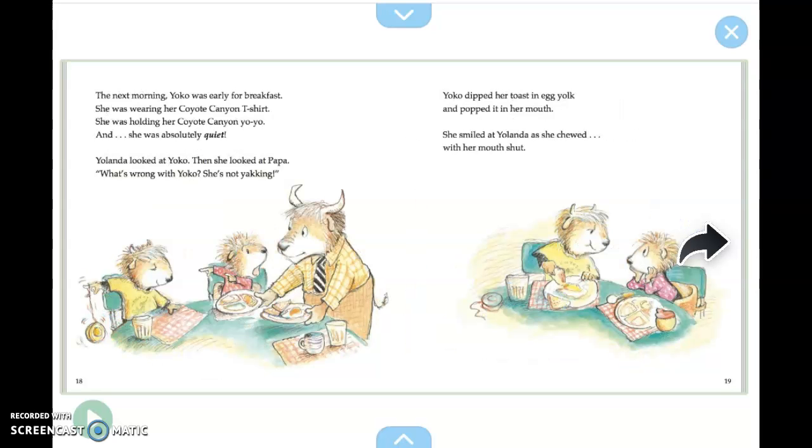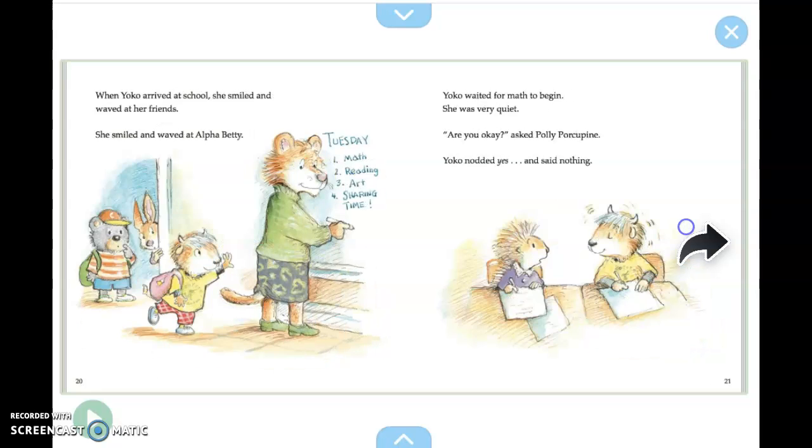The next morning, Yoko was early for breakfast. She was wearing her Coyote Canyon t-shirt. She was holding her Coyote Canyon yo-yo, and she was absolutely quiet. Yolanda looked at Yoko, and then she looked at Papa. What's wrong with Yoko? She's not yakking. Yoko dipped her toast in egg yolk and popped it in her mouth. She smiled at Yolanda as she chewed, with her mouth shut.